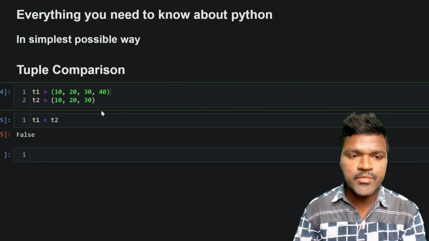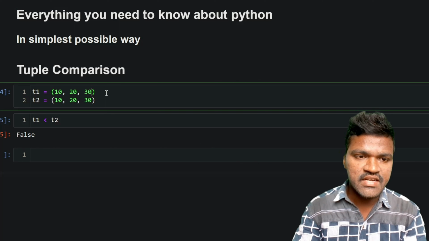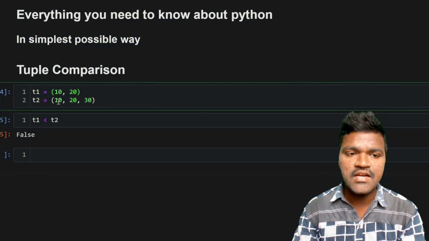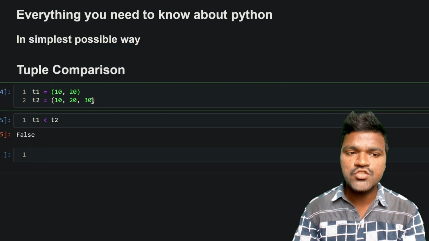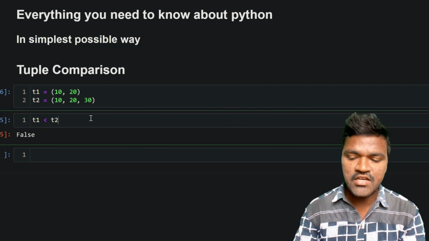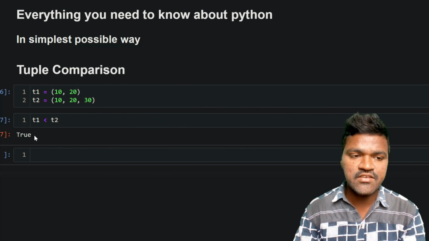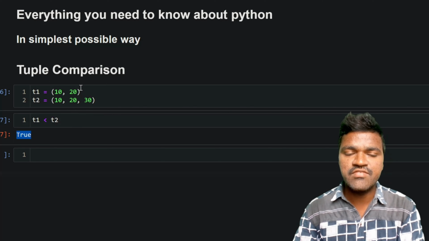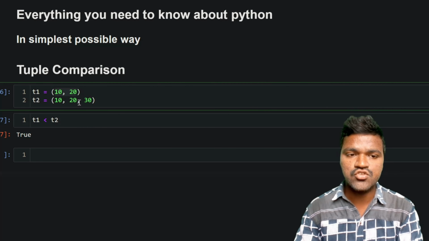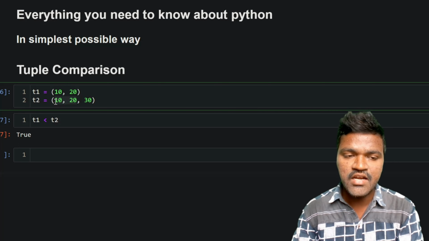Now what I will do is replace these elements with 10 and 20 in the first tuple and 10, 20, 30 in the second tuple. So we have fewer elements in T1 and more elements in T2. I am executing this and I will also execute this. But you can see we are getting true because we stopped here itself. So 10 and 20 are less, right? Because of that reason only we are getting true.